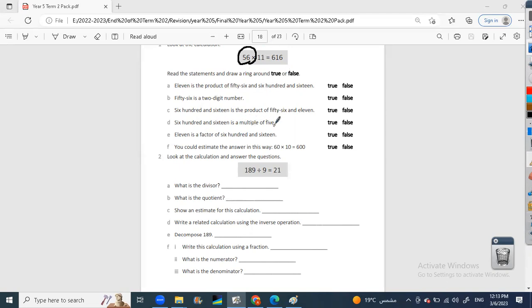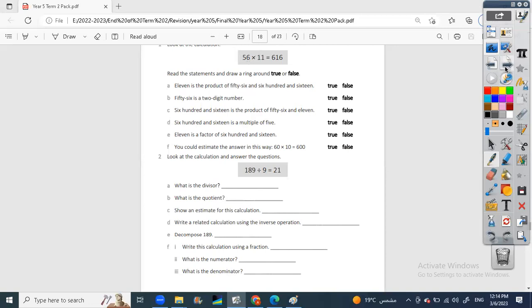616 is a multiple of 5? No. Multiples of 5 end with a 5 or a 0. 11 is a factor? Yes, we agree that 11 is a factor. 56 is also called a factor. You could estimate the answer in this way. 60 times 10 is going to be 600. I rounded 56 to become 60. I rounded the 11 to become 10. This is the estimate. 60 times 10 is 600.